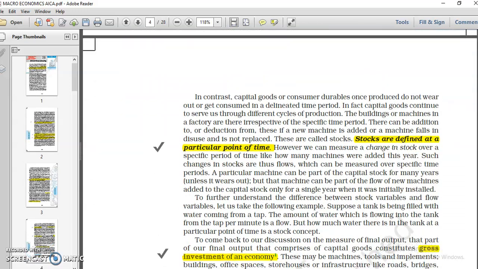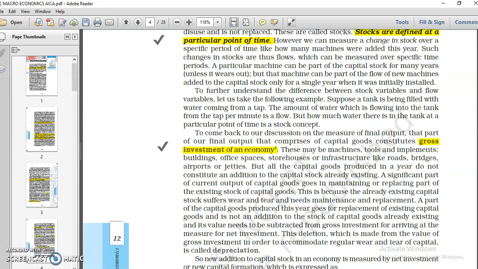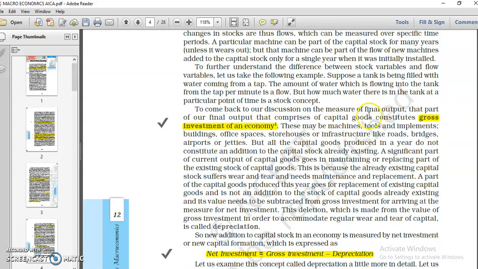Next, gross investment. We discuss this point because these things are required to start with the value added method. Gross investment is your total investment, the total money which you invest in your business, or the total money invested in an economy. So you can say that these are called capital goods. Capital goods means any kind of assets which are put into the business to produce goods. That becomes your gross investment. So gross investment is nothing but capital goods.